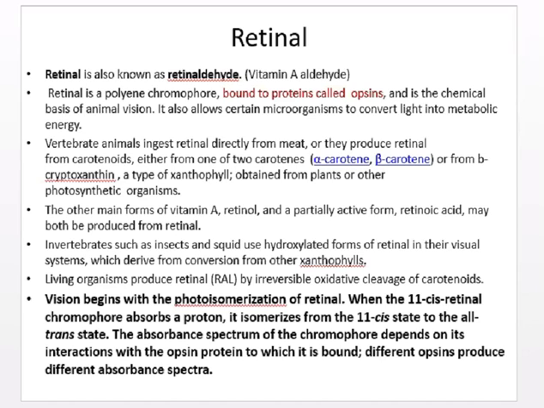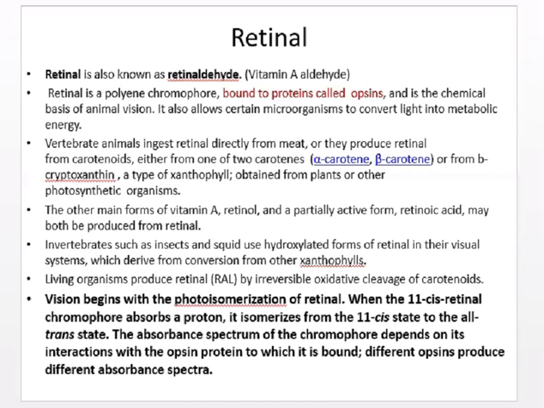Retinal contains the aldehyde group. It is also called retinaldehyde or retinal. It is a polyene chromophore bound to proteins called opsins, and it is the chemical basis of animal vision. It is also used by certain microorganisms to convert light into metabolic energy.